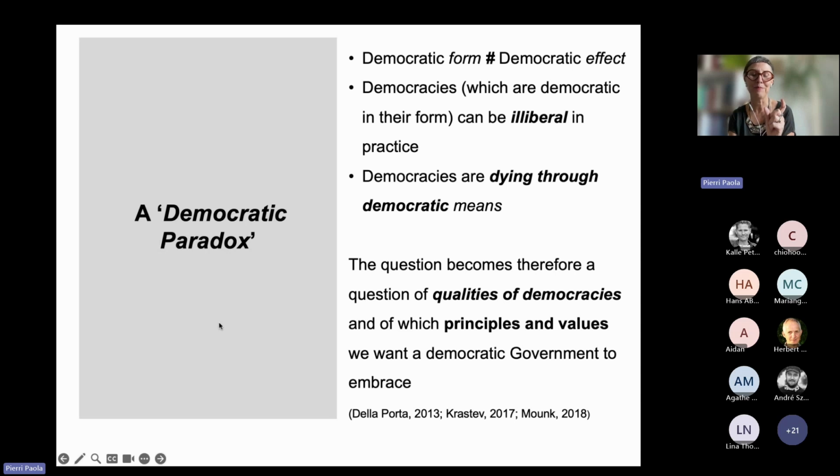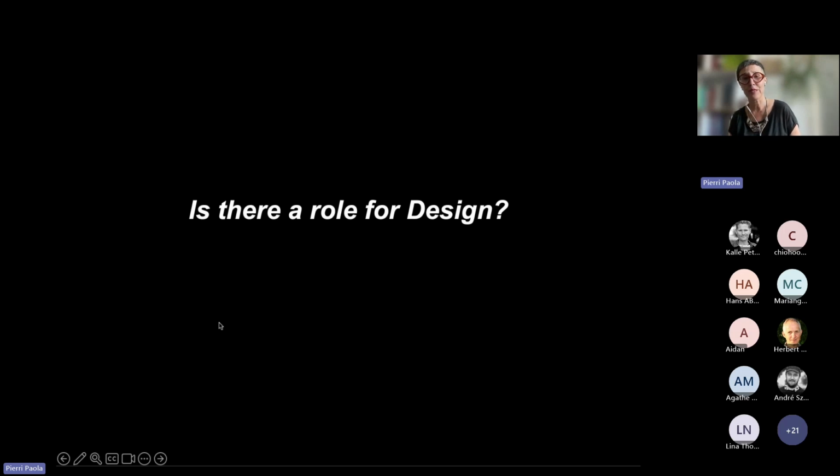I guess we can think about the several elections that we have had and will have this year. 2024 has been called the super election year for democracy, because so many democratic countries have gone through elections in 2024. Democracies might die through electoral democratic processes. So the question becomes a question of the qualities and practices of democracies, and which principles and values we want a democratic government to embrace. So back to the question I had from the start: this idea that democracies come in different forms, and that qualities, principles and values are central to ensuring that democracy still upholds democratic outcomes.